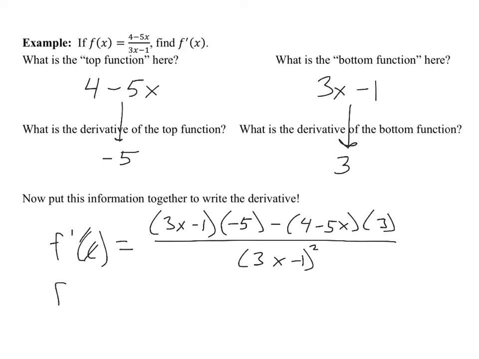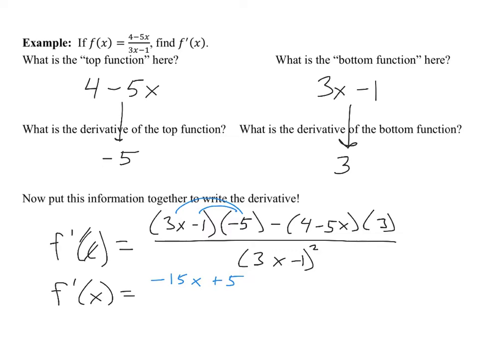I'm going to start by cleaning up this f prime of x. Sorry, that was really terrible. I'm going to do this by distributing the things that are happening on top. So this first one that I have here, when I distribute this negative 5 to both of them, I'll wind up with negative 15x plus 5.